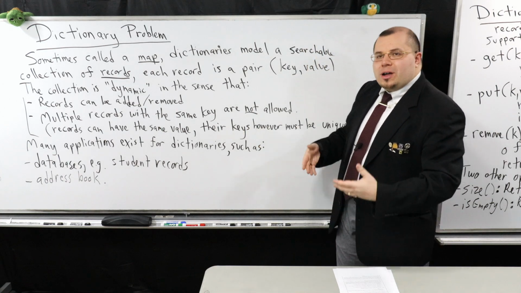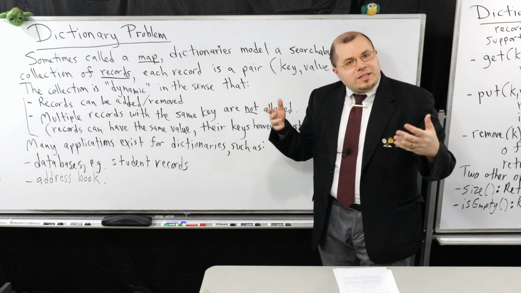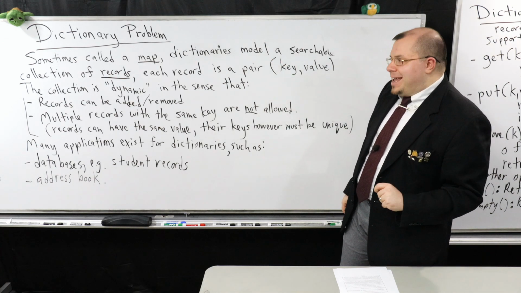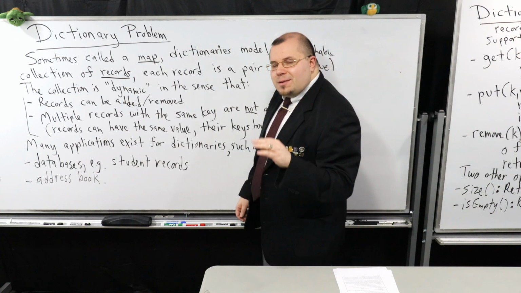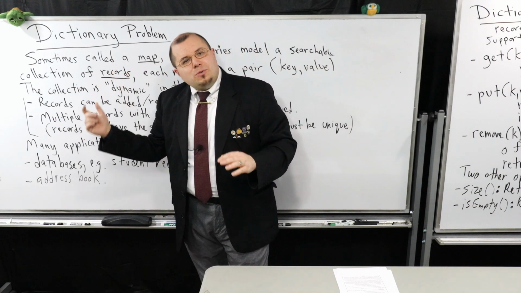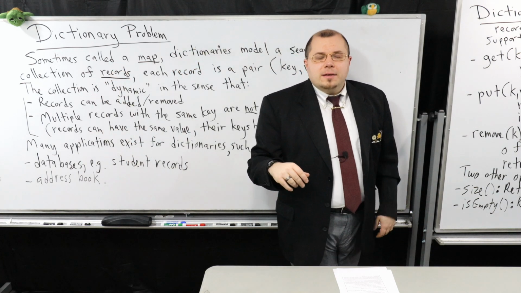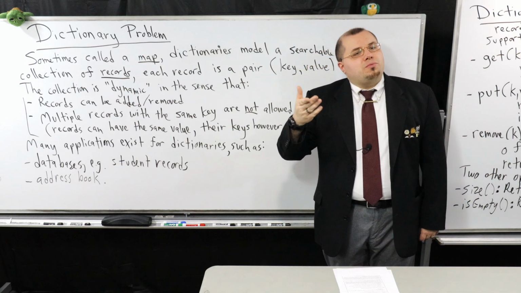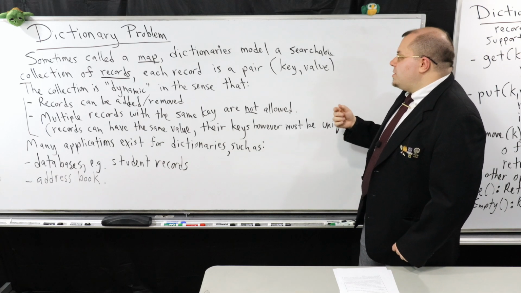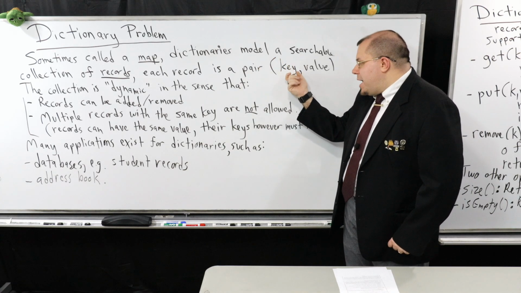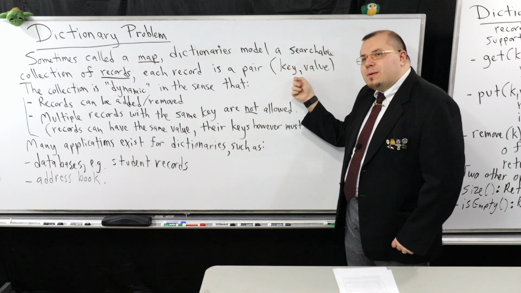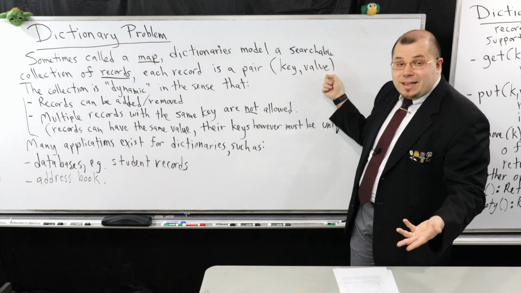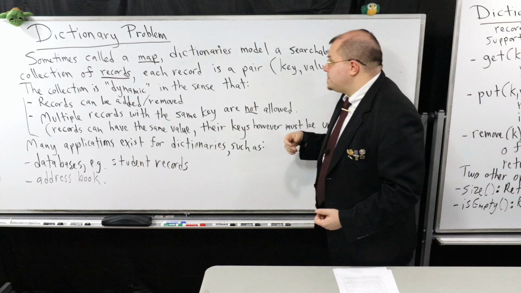So today I'm going to be talking and introducing you to the idea of a dictionary, the so-called dictionary problem, and we'll see where this takes us today, okay? Sometimes a dictionary is referred to as a map, which I'll explain why in a little bit. But a dictionary models a searchable collection of so-called records. Each one is a pair, with an identifiable key and a value, or we sometimes call this the data of the record.